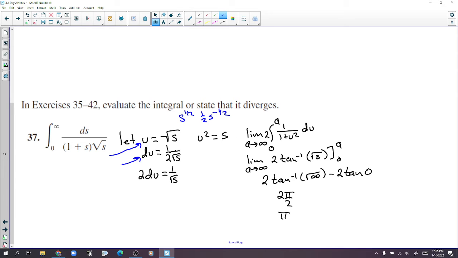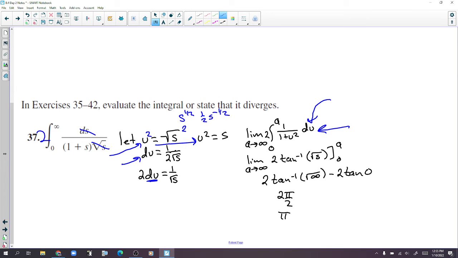With u substitution, the ds over square root of s becomes du. Well, it becomes 2 du. So there's the 2 du. But here, if we take this line right here, we can say that if we square both sides, u squared is equal to s. And we end up with this right here.